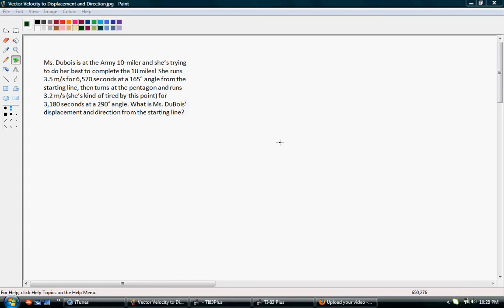Miss Dubois is at the Army 10 miler and she's trying to do her best to complete the 10 miles. She runs 3.5 meters per second for 6,570 seconds at an angle of 165 degrees from the starting line, then turns at the Pentagon and runs 3.2 meters per second. She's kind of tired by this point. For 3,180 seconds at a 290 degree angle. What is Miss Dubois' displacement and direction from the starting line?